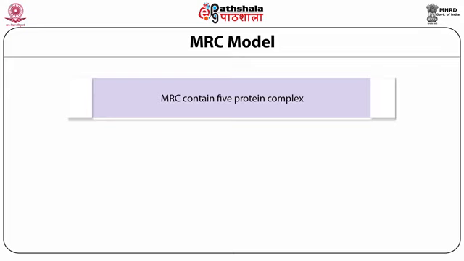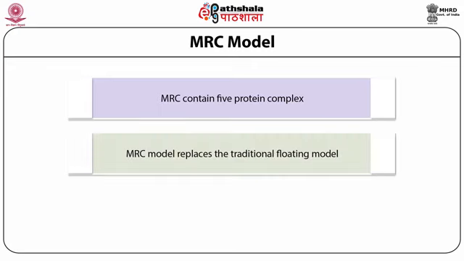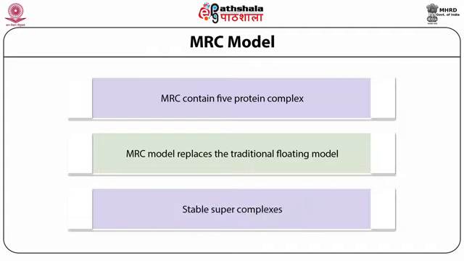Due to advances in the accessibility of sensitive biochemical assays, the mitochondrial respiratory complex model is slowly replacing the traditional model, that is, the floating complexes in the inner mitochondrial membrane. The regular and frequent observation of respiratory complexes associating with each other to form supercomplexes has gradually changed the idea of the fluid state model of the electron transport chain. The MRC model suggests that the respiratory chain is composed of stable supercomplexes. These supercomplexes are functional structures of respiration.